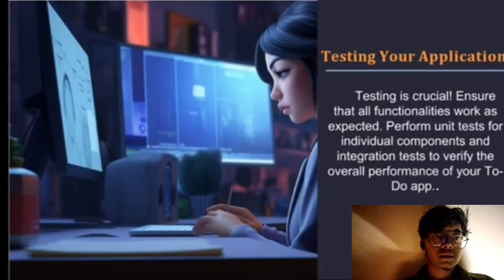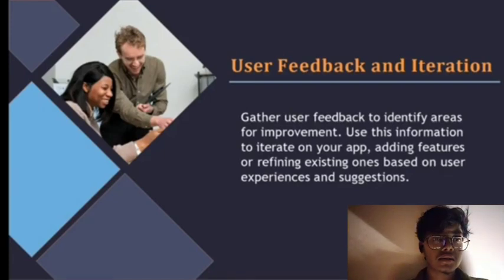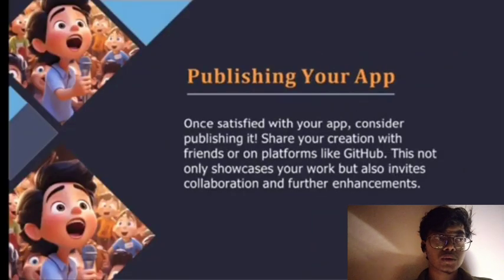Testing your application. Testing is crucial for ensuring the functionality works as expected. Perform unit tests for the individual components and integration tests to verify the overall performance of your to-do app. User feedback and interactions: gather user feedback to identify areas for improvement, using the information to iterate on your app, adding features and refining the existing ones based on user experience and suggestions.